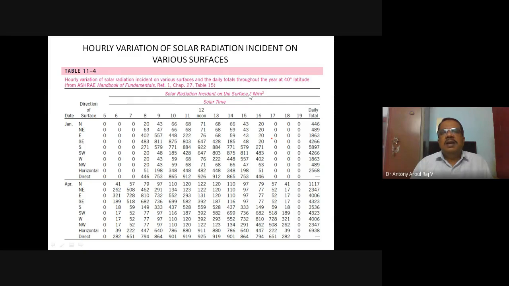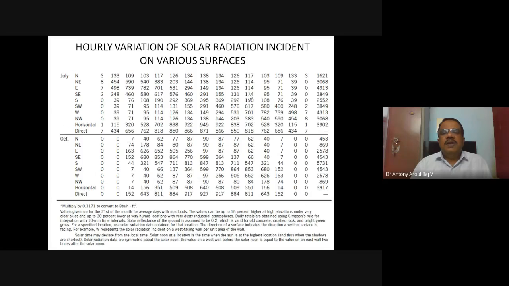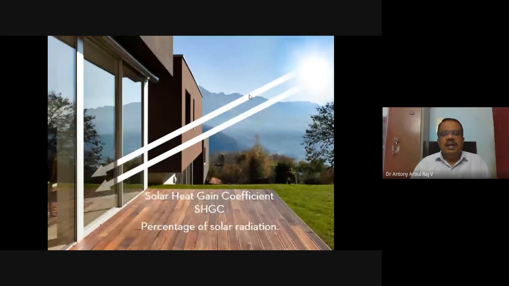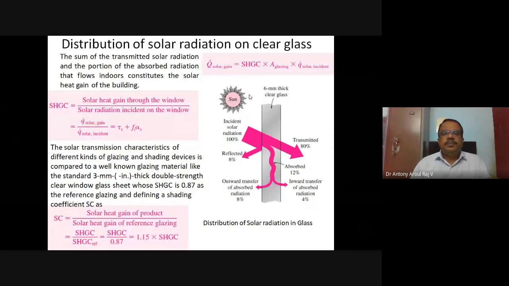But in reality, the glass will not allow all the radiation inside. So there will be some coefficient which limits the radiation entering into the building. That coefficient is the solar heat gain coefficient. So we will define what the solar heat gain coefficient is. But much before going to the solar heat gain coefficient, let us revisit the energy balance in a glass again.